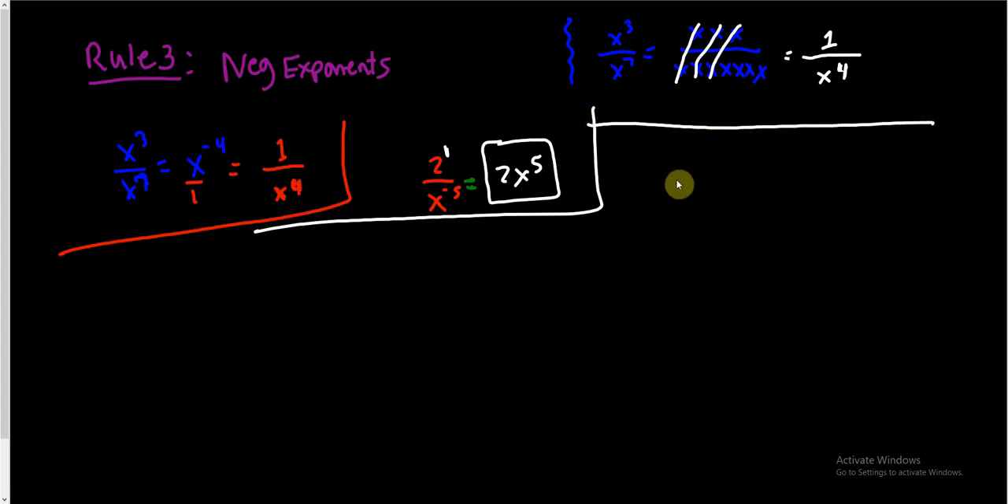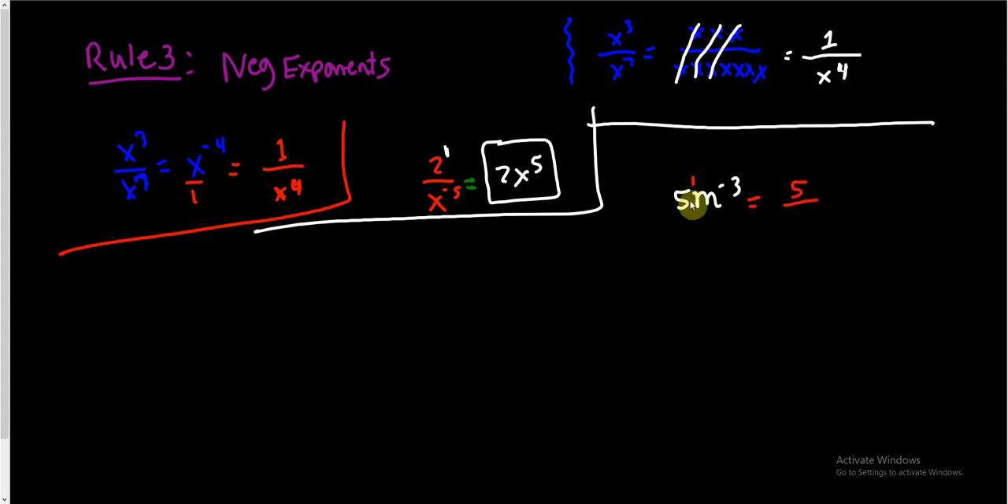What if I were to do 5m to the negative 3? And we look at this. Let me ask you, does this 5 have a negative exponent? And the answer is no, it has an exponent of 1. This negative 3 is only applying to the m. So does the 5 have to move? No, the 5 can stay right where it is.